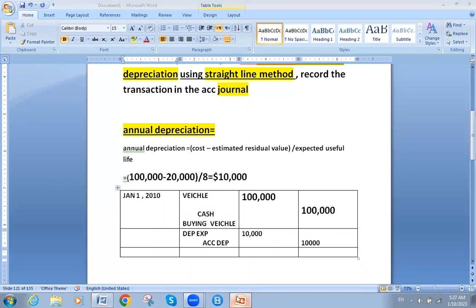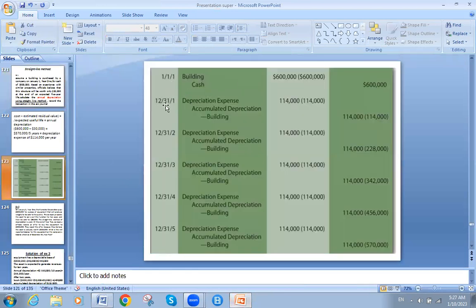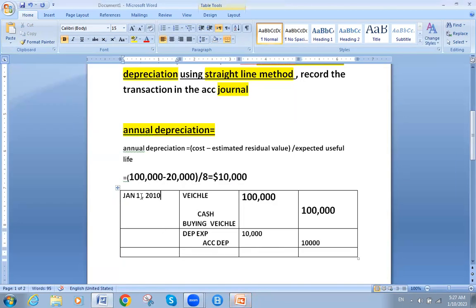Exactly like what we did here. Look at this: when we did the transactions here on the first year, it was the last day of every year. So on December 1, 2010, this is the first one. Then this is the annual depreciation. How many times will I repeat this? I will repeat it 10 times.